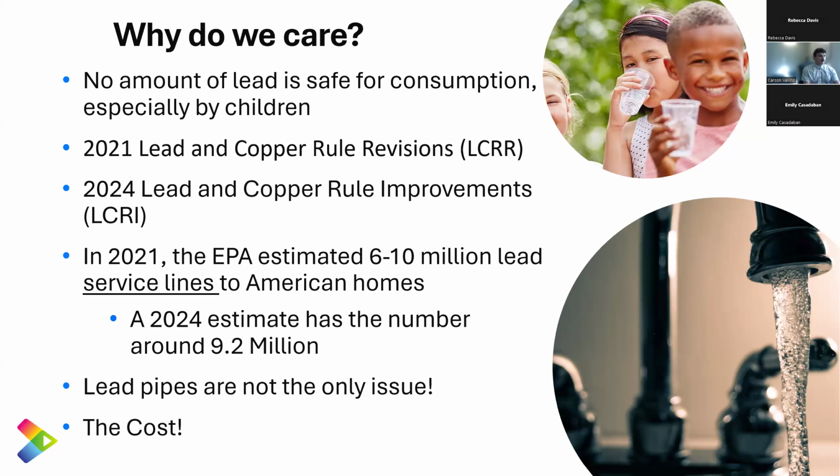In 2021, the Lead and Copper Rule Revisions that we talked about last time in part one were put in place. And then right around the time that we were doing that webinar, there was the unveiling of the Lead and Copper Rule Improvements that was coming out. So it's a very important initiative that the EPA has been continually improving upon since 1986 with the Safe Drinking Water Act. In 2021, during the LCRR, the EPA estimated 6 to 10 million lead service lines for American homes. In 2024, that number was refined to actually be on the higher end of that estimate, at 9.2 million service lines.